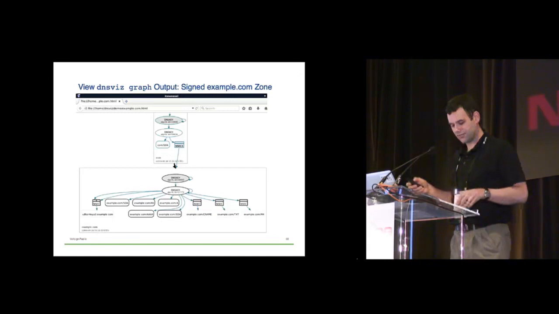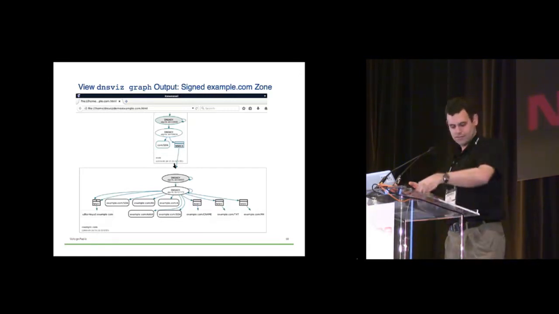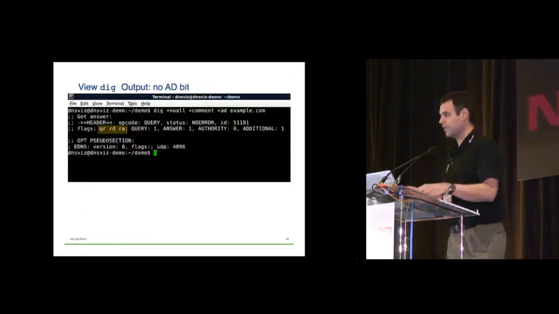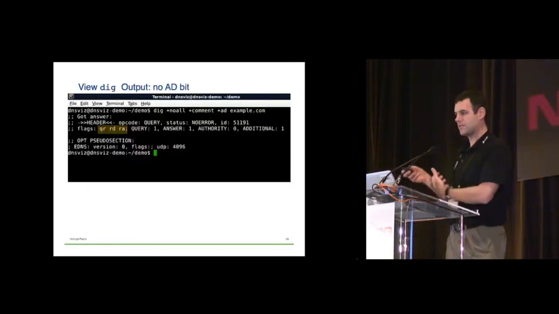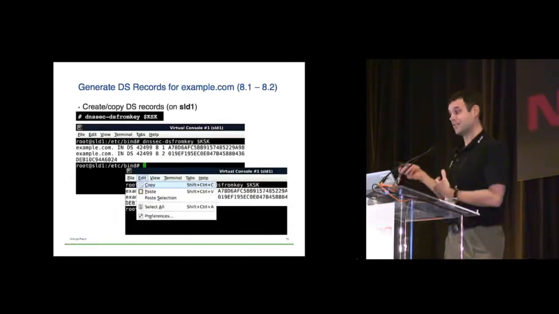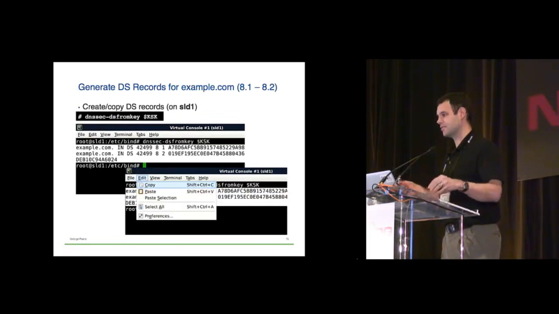We're going to go on to exercises 8.1 through 8.5. Okay, it's still no AD bit. If you're querying a resolver, you're not getting that authenticated data because it's not authenticated. So let's add that link in our chain of trust and finish things up here.